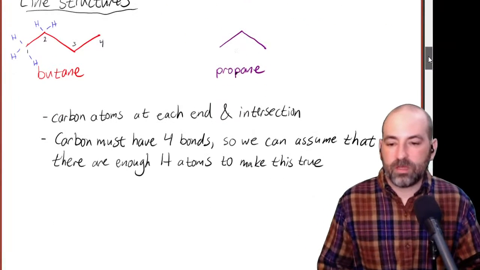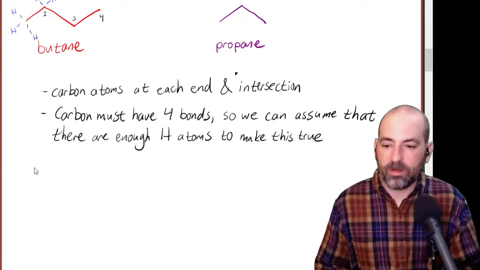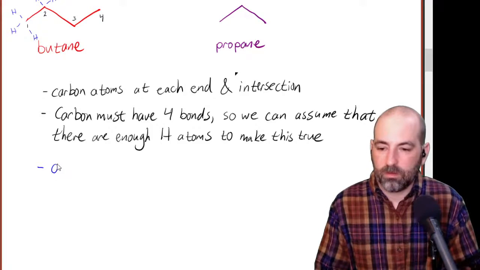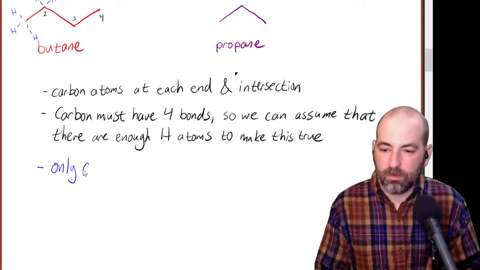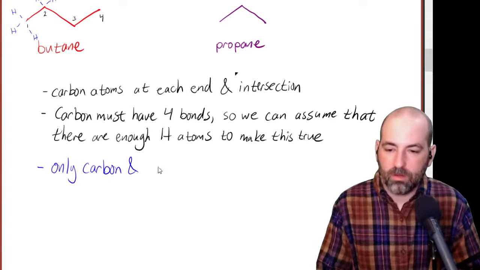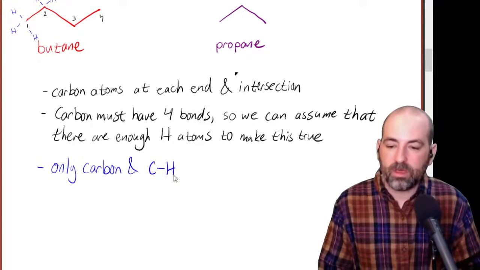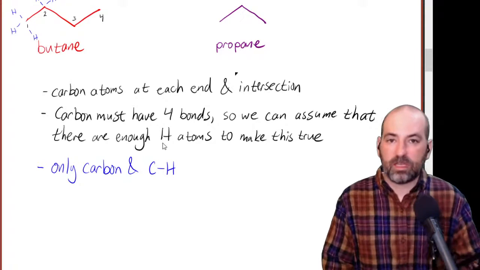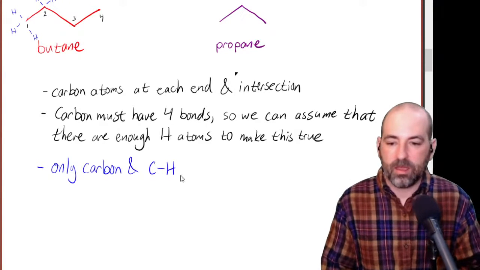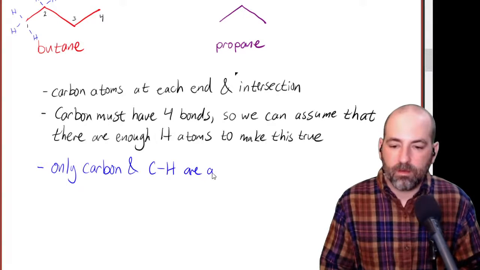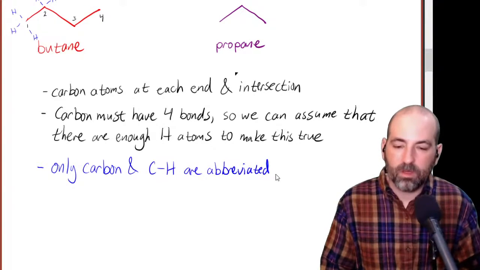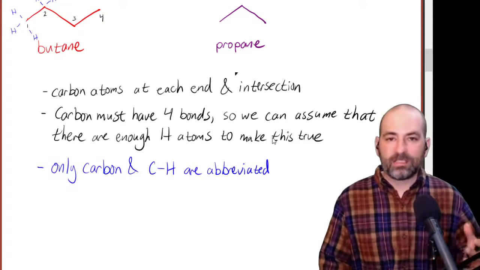Okay, and so that's really it for line structures. That's how they work. There is kind of one last rule. Only carbon atoms and hydrogens that are connected to carbon, or CH type bonds, are abbreviated. So that means nothing else gets affected here.